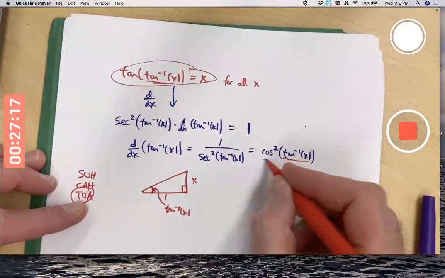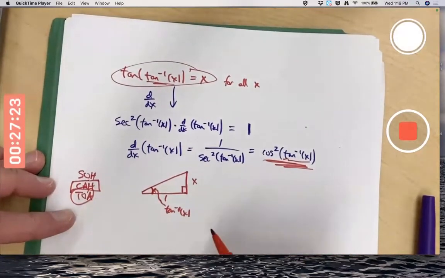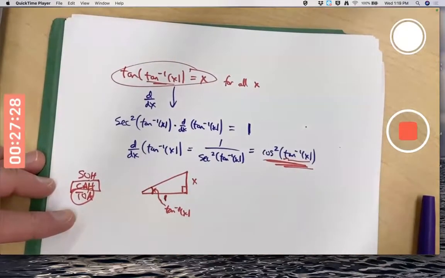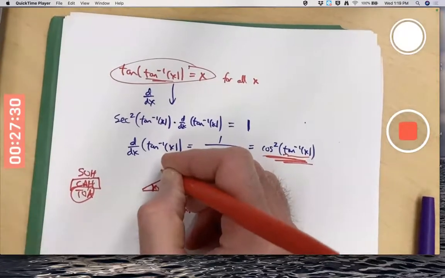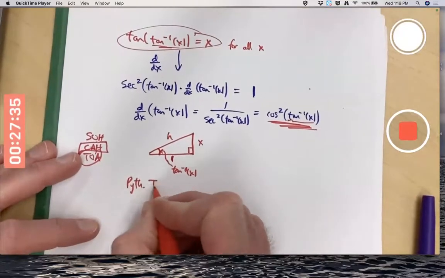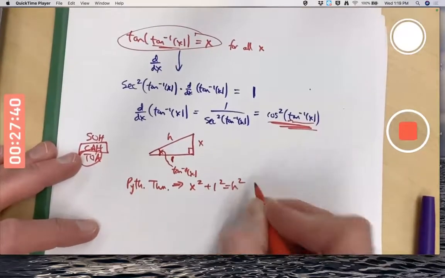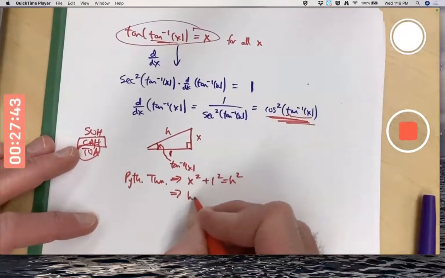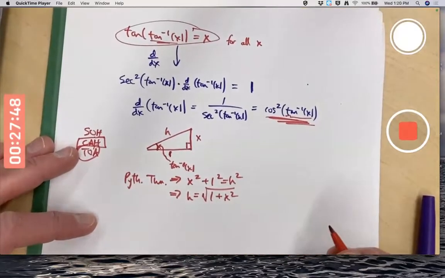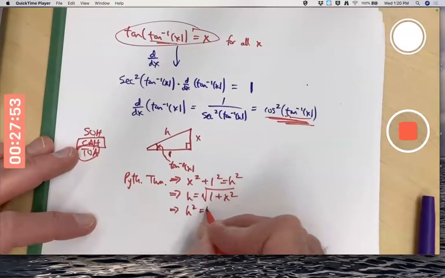I want to find the cosine of that angle and then square it. Cosine is adjacent over hypotenuse. Adjacent side is 1. What's the hypotenuse? I need the Pythagorean theorem. Call this, say, h for hypotenuse. The Pythagorean theorem implies that x squared plus 1 squared equals h squared. So h is the square root of 1 plus x squared. Well, okay, I didn't have to do that. h squared is 1 plus x squared.